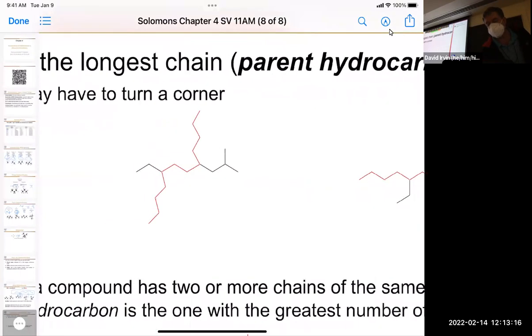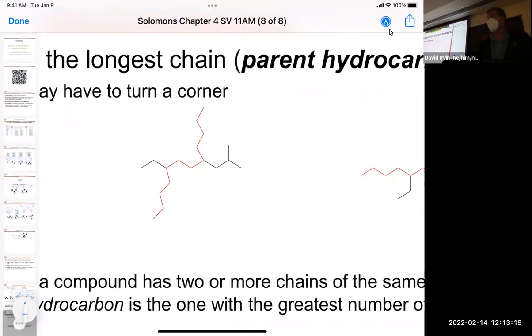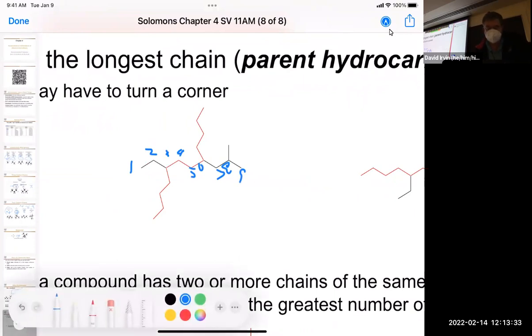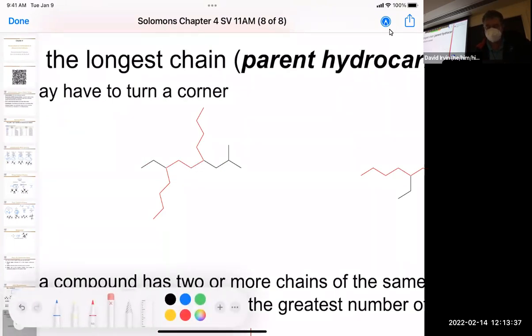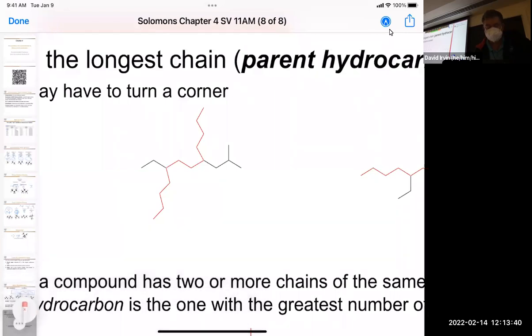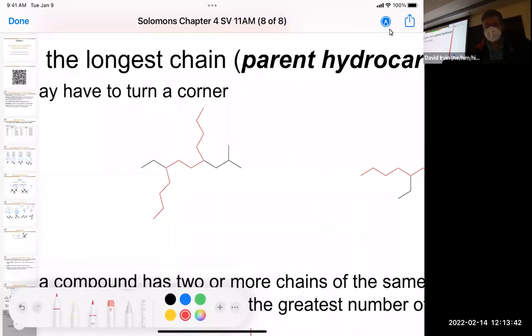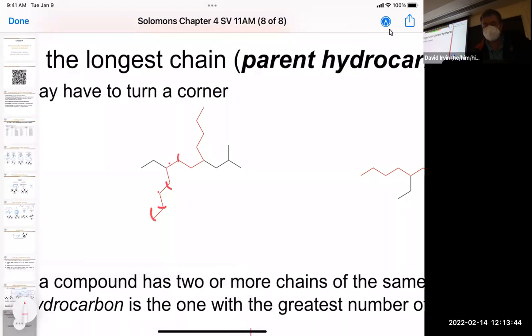So in this case here, we can start from somewhere and just go 1, 2, 3, 4, 5, 6, 7, 8, 9. So that would give us 9. But I don't think that's the longest chain. If we say, okay, well, maybe that long one that's going up and down is the one, we go 1, 2, 3, 4, 5, 6, 7, 8, 9, 10, 11, 12. That might be the longest chain, but we've got to make sure.